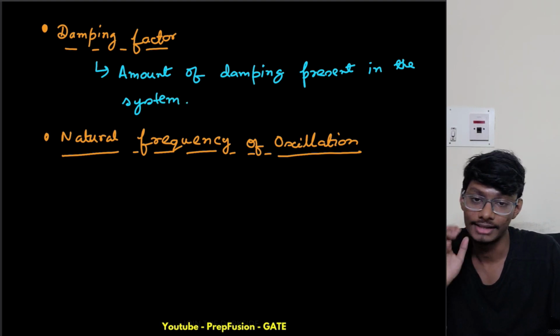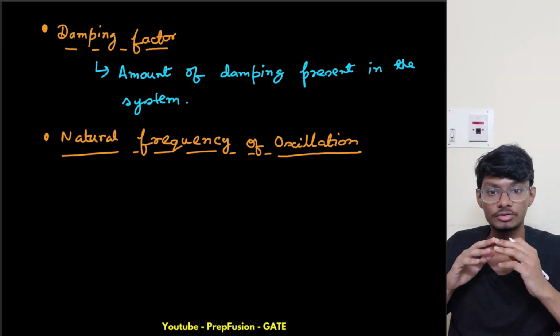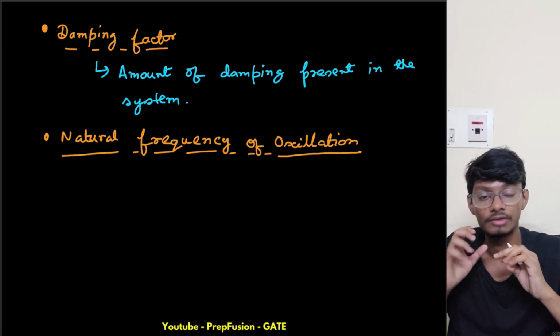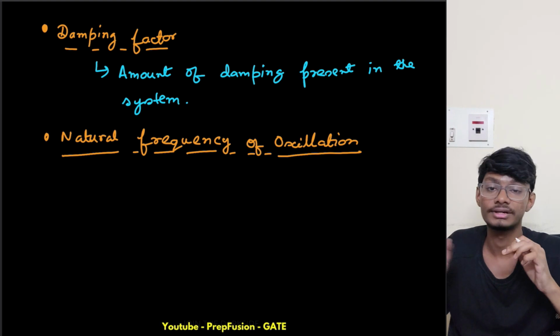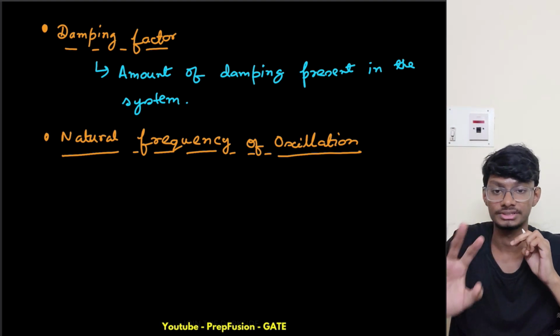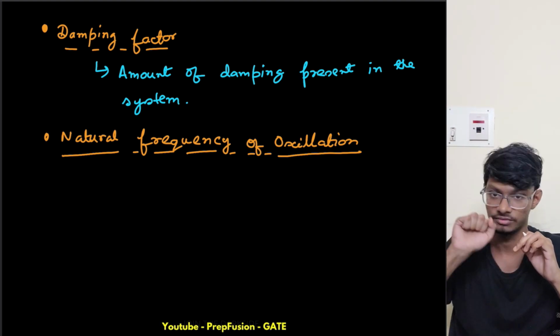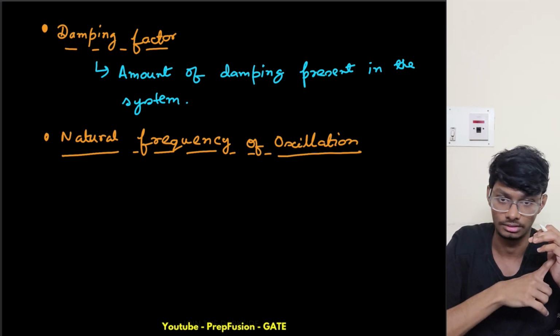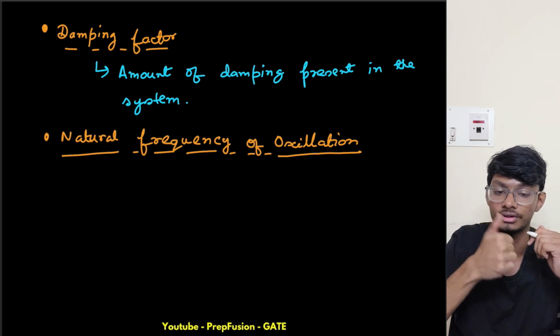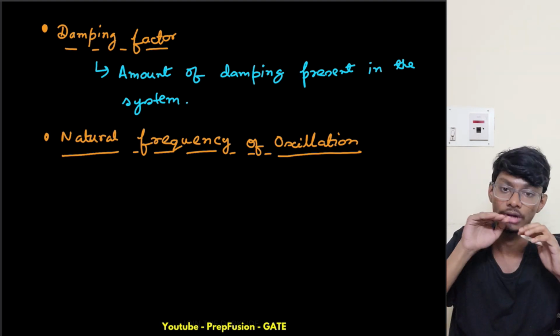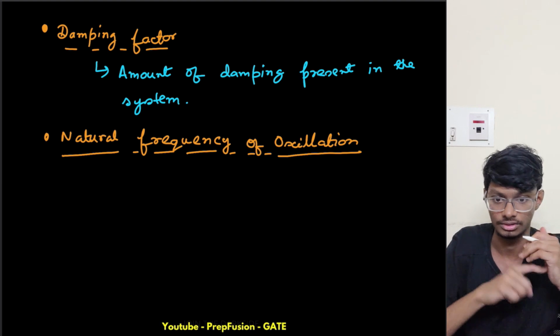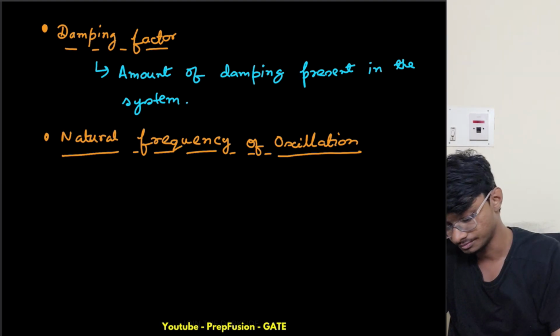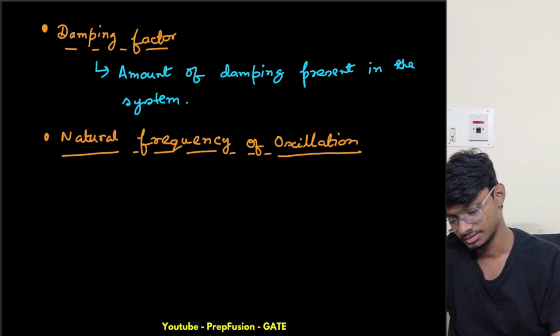What about the natural frequency of oscillation? It is the frequency at which my system oscillates if there is a small disturbance present initially. Then I took off the disturbance, right? Then the frequency at which my system oscillates will be the natural frequency of oscillation, when no damping is present. Should I write the definitions? Yeah, I have to.